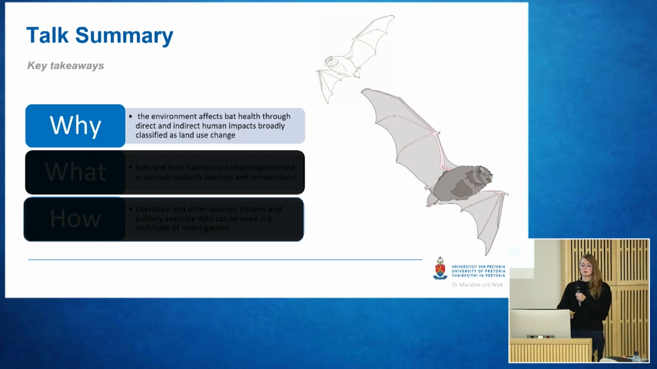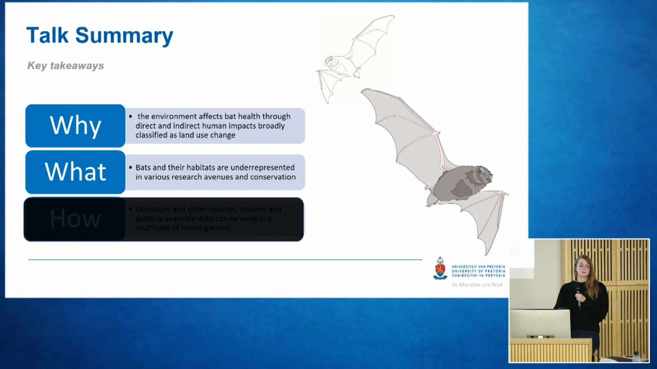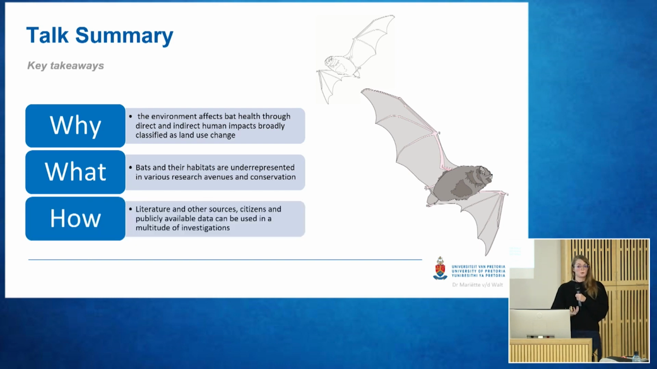So just to conclude my talk, I showed you how the environment affects bat health through both direct and indirect human impacts. All these impacts can broadly be classified as land use change. We know that bats and their habitats are currently underrepresented in conservation strategies, and there are various research avenues for us in Southern Africa that we can pursue. And for where to gather information, literature and other sources are great places to look, as well as citizens and publicly available data that are free for you to download that you can use in your future investigations.